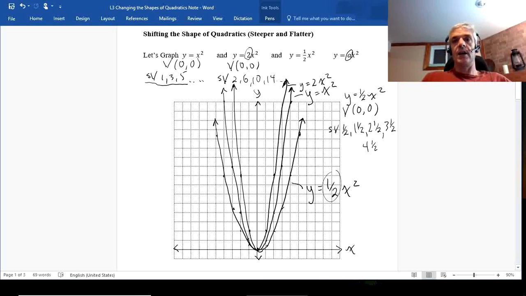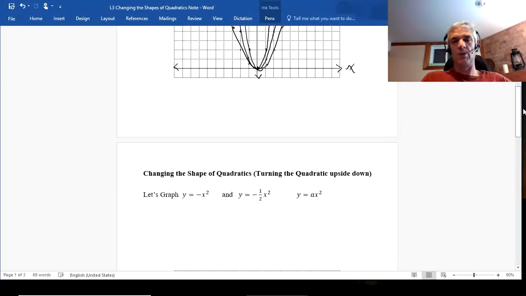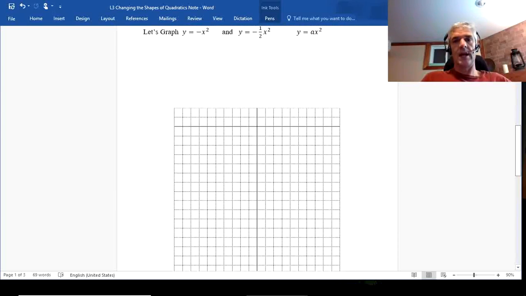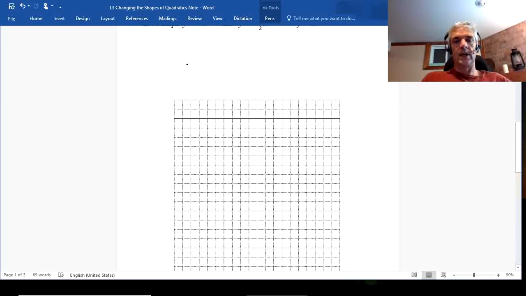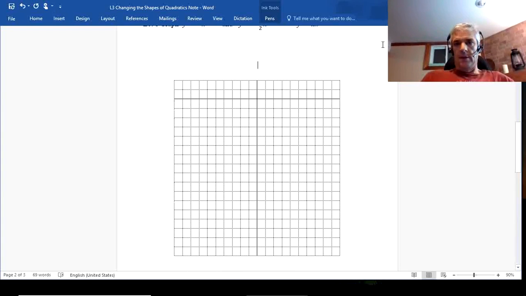I'm going to move down and show you another way that we can modify our parabola. This is one that sometimes students have already seen or pointed out to me. Well, can we draw it upside down? And you bet we can. We can draw it right upside down. And so I'm just going to go in here, draw this like that, and get myself set up.